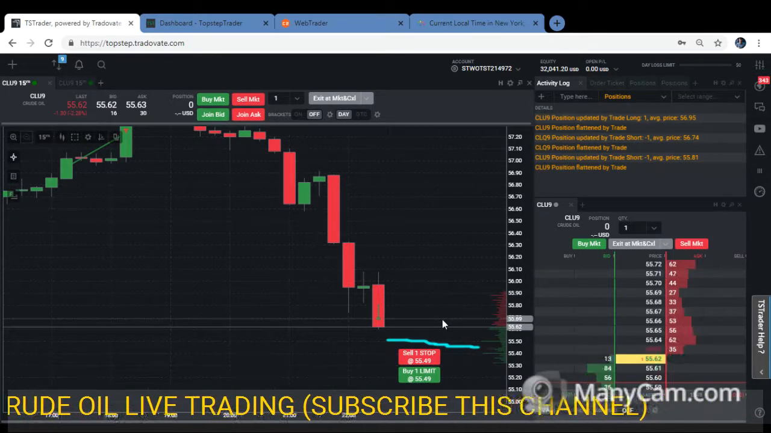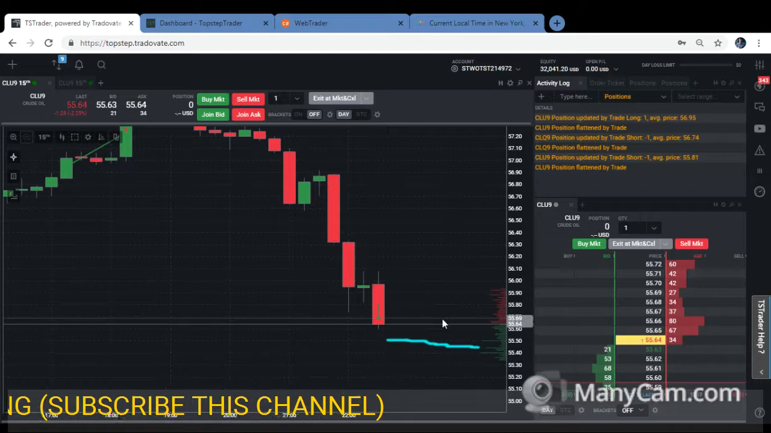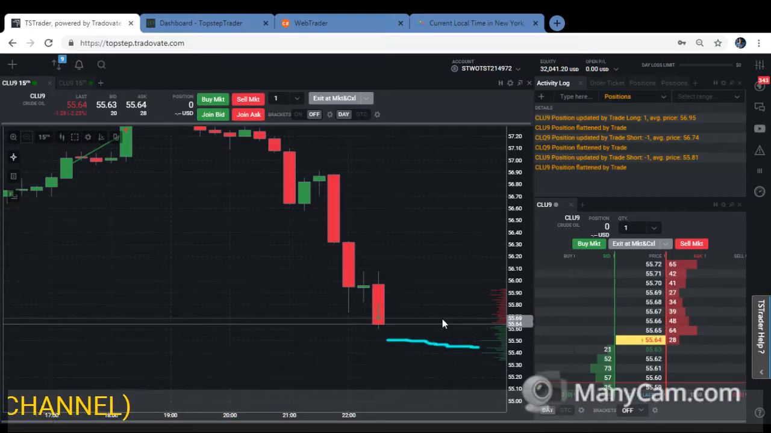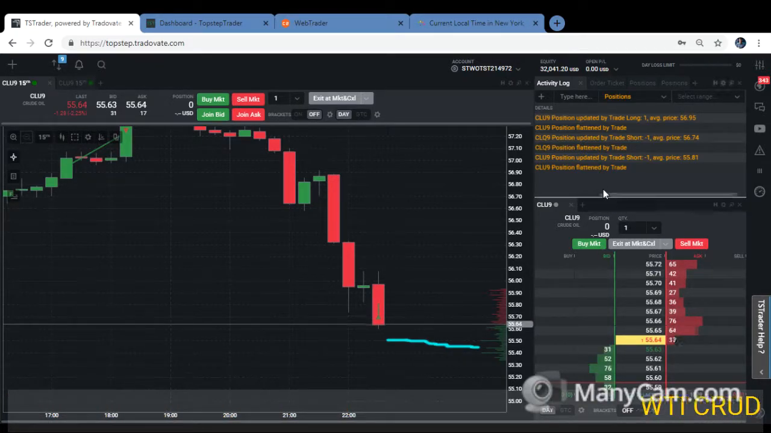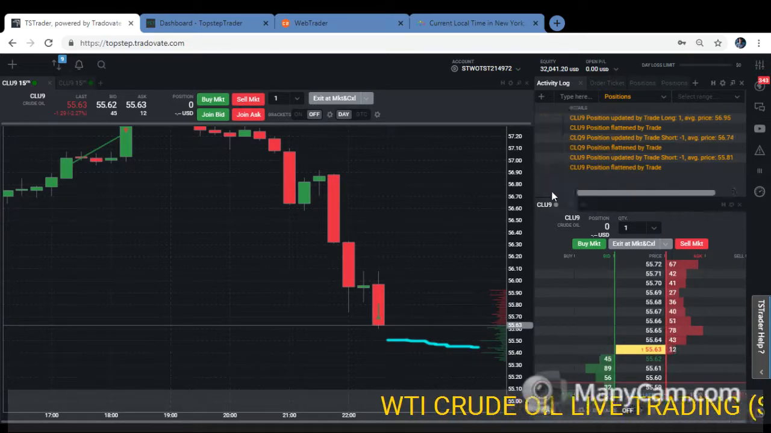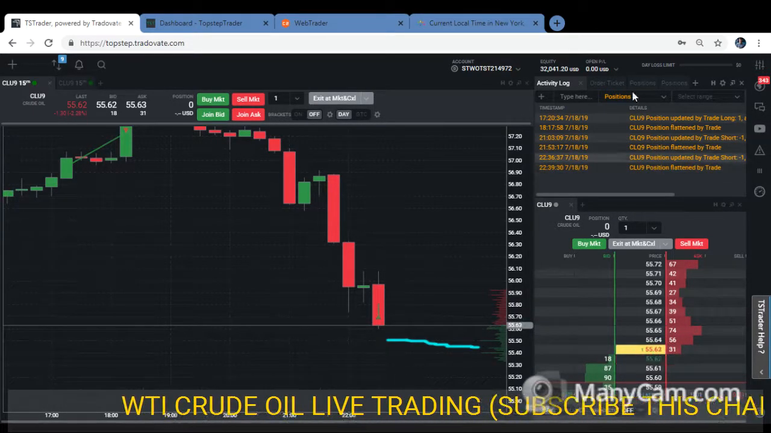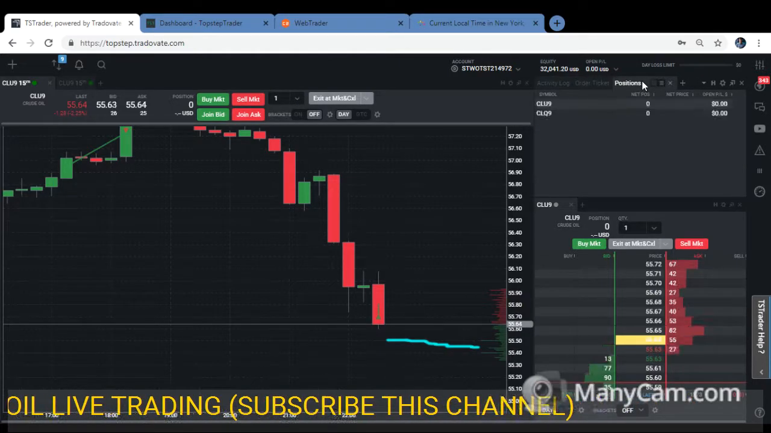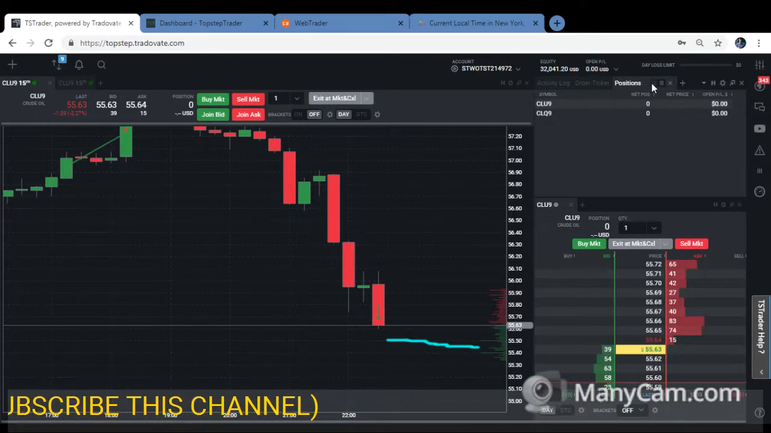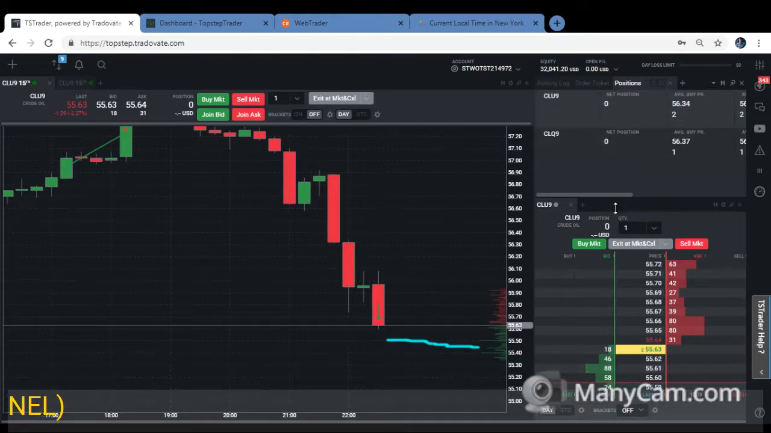55.81, then I exit at 55.69. So should be around 120 US dollar. Should be around 120 US dollar in 3 minutes. Let's take a look at the position. If I manage to see it, we'll go into detail.